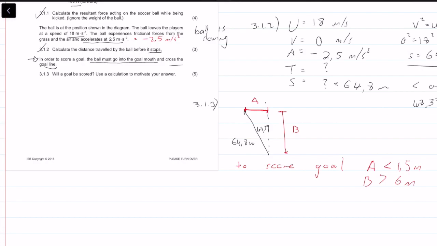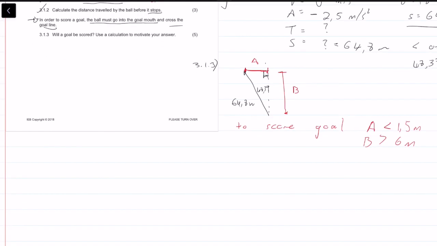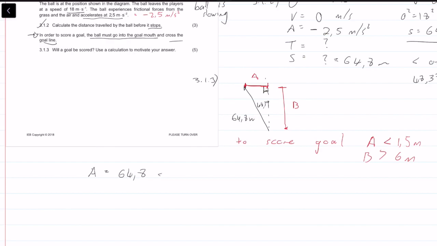Okay, so we know that that's also a 90-degree angle, so we can use basic trig. Let's start with A. A is equal to 64.8 sine of 48.37. So A is going to be equal to 48.43 meters, and we know that that's north, so it's going to be west. A is greater than 1.5 meters. So we can basically say it misses the goal here.